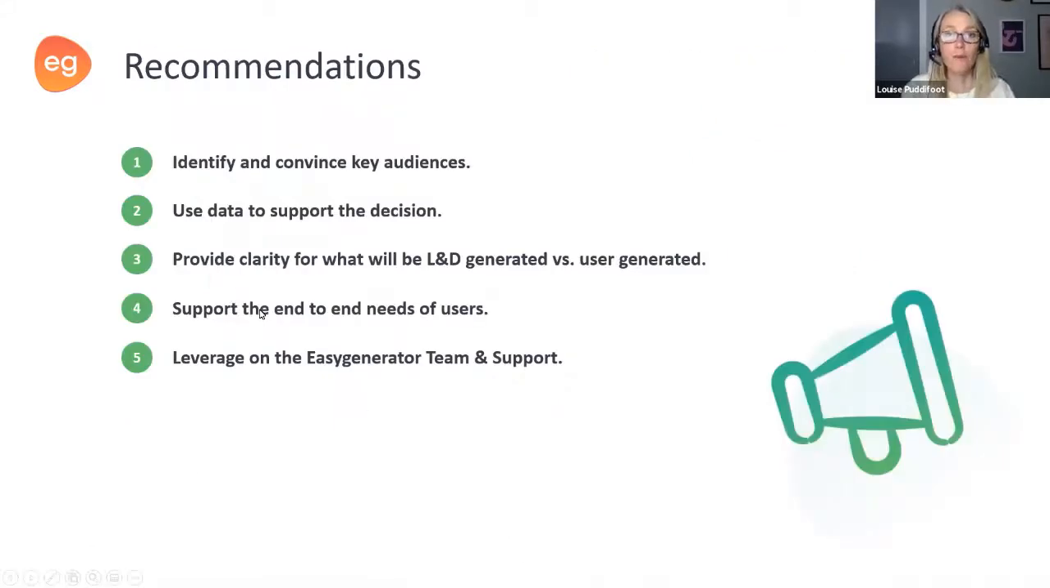So finally, before we move on to Q&A, key recommendations: identify and convince your key audiences. Do take the time to do some proper stakeholder mapping. Use that table I've shared to think about what your different groups of people need from a head, heart and habit perspective. Use data to support those decisions. It's always easier to convince people when you've got some numbers behind you. Pull in some simple, easily accessible data measures that support your strategy.